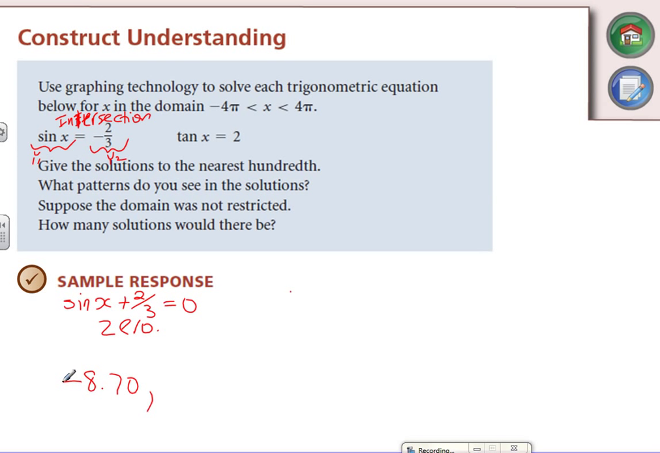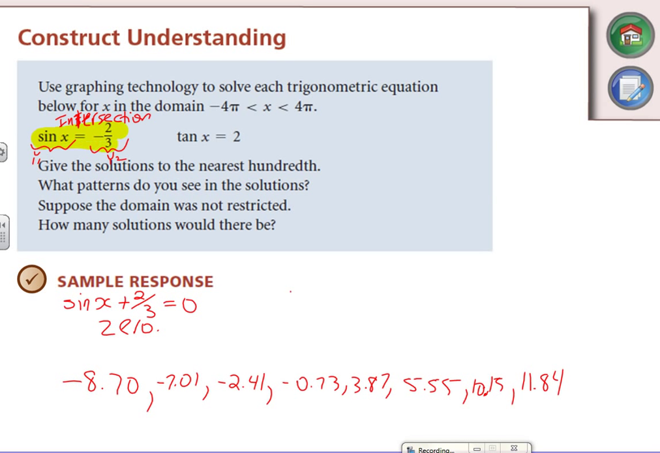We would do the exact same thing going closer to the next intersection point. The next one gives us negative 7.01, then negative 2.41, then negative 0.73, then 3.87, and 5.55, and then 10.15, and then 11.84. There's all of our intersection points. Those are the x values that solve and satisfy this individual equation.